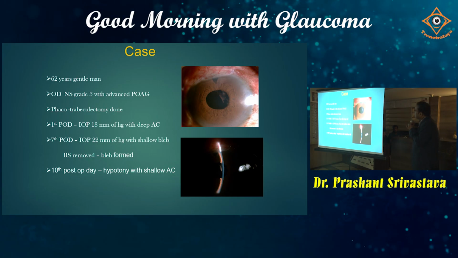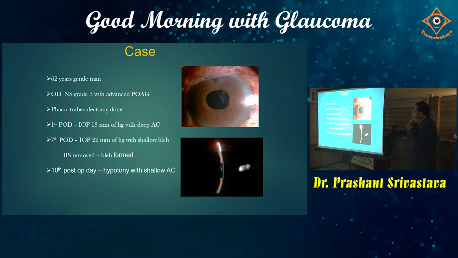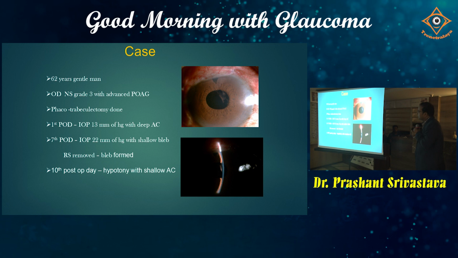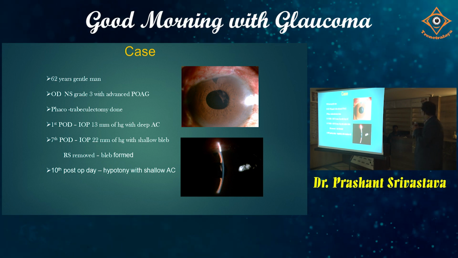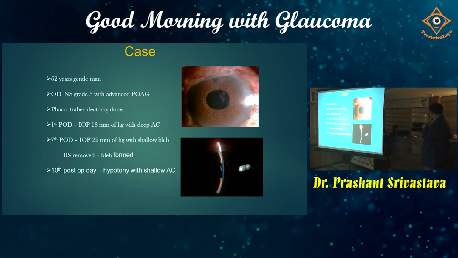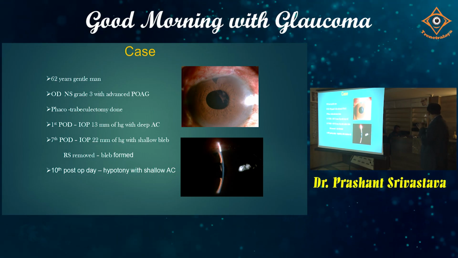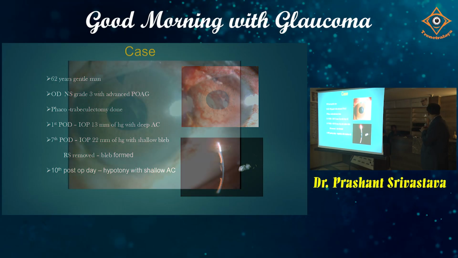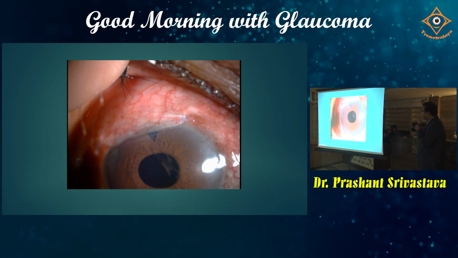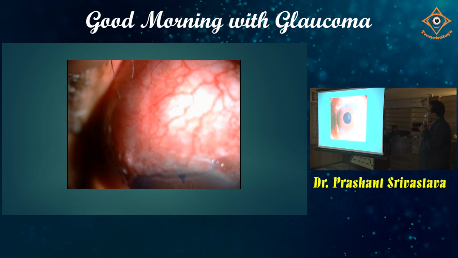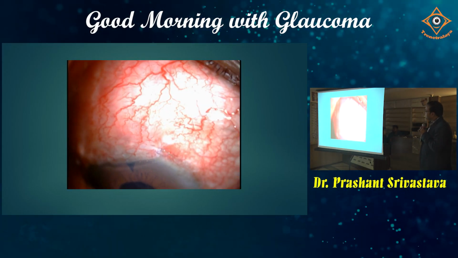This case was a case of primary open angle glaucoma, doing well initially. First post-op day pressure was normal. When we came at the 7th post-op day, pressure was high. What I did was I removed the releasable suture, and then the patient went into hypotony with a shallow AC. This is how it looked when the releasable suture was removed. The chamber became very shallow. The bleb was large and diffuse.